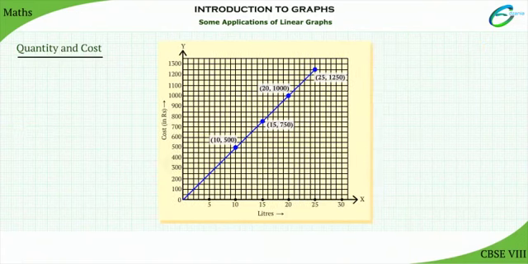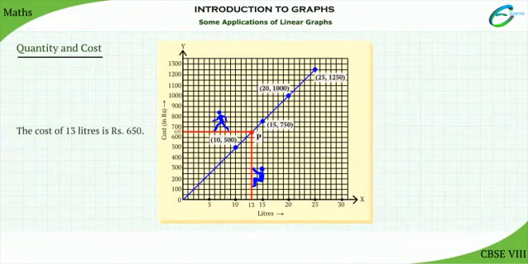This graph can help us estimate a few things. Suppose we want to find the amount needed to buy 13 liters of petrol. Locate 13 on the horizontal axis. Follow the vertical line through 13 till you meet the graph at P. From P, you take a horizontal line to meet the vertical axis. This meeting point provides the answer. So the cost of 13 liters is rupees 650.